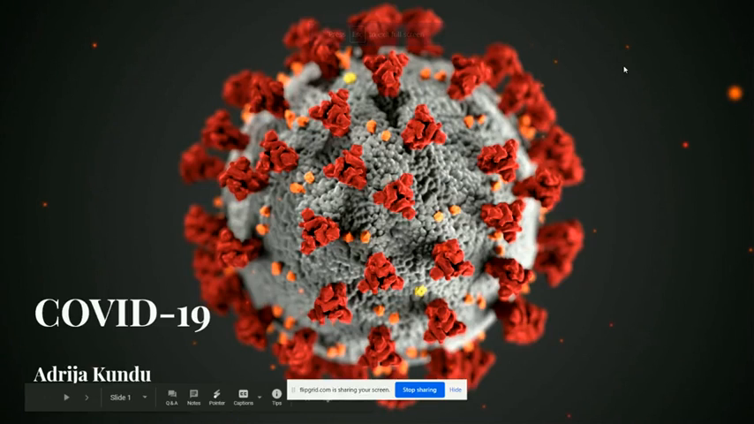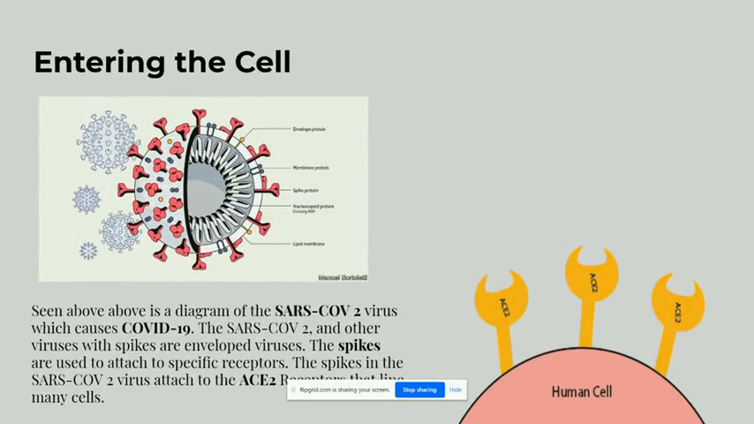Given the current situation in the world today, I decided to make my final enrichment project on COVID-19 and how the disease severely impacts the human body. So before we get into how the virus infects us all, I'd just like to clarify two things. SARS-CoV-2 is the name of the virus, Severe Acute Respiratory Syndrome Coronavirus 2, and the disease is COVID-19, Coronavirus Disease 2019.